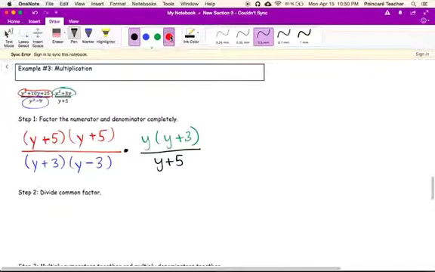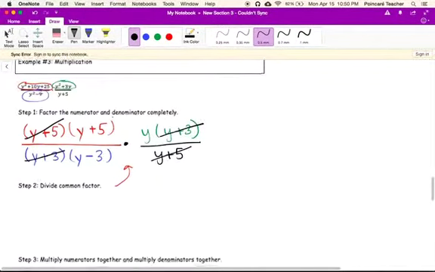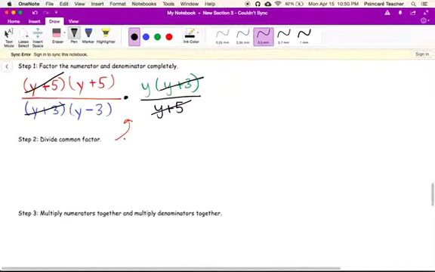Okay, so step 2, I'm going to cancel out common factors. I'm going to cancel them in pairs. So I see a y plus 5 in the numerator and a y plus 5 in the denominator. And then I see a y plus 3 in the numerator and a y plus 3 in the denominator. Those look like all the common factors. Then in step 3, I'm just going to multiply the numerators together and multiply the denominators together. So I have y plus 5 times y, and then I have y minus 3 times 1, which is just y minus 3.